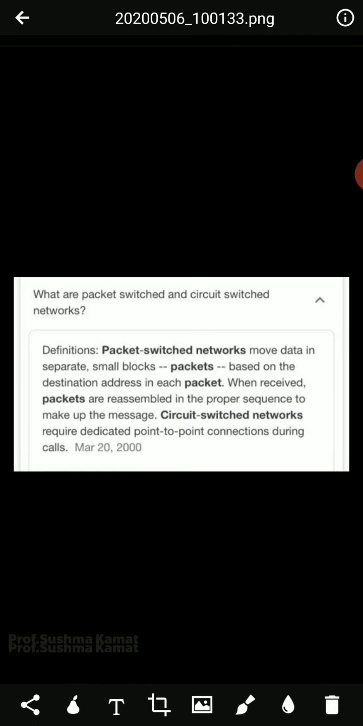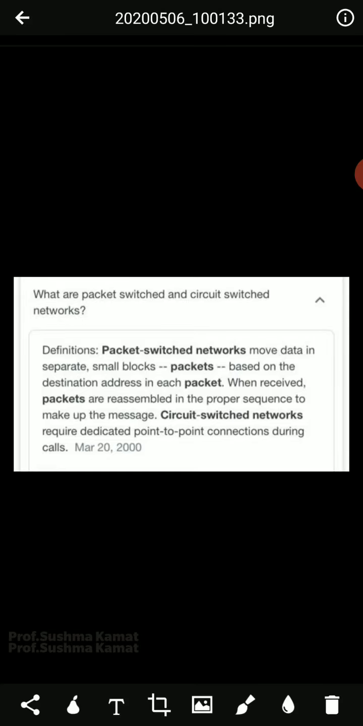So next, what is the difference between packet switched and circuit switched networks? A packet switched network moves the data in separate small blocks, which we call packets, based on the destination address in each packet, and when received, the packets are reassembled in the proper sequence to make up a message. But a circuit switched network requires a dedicated point-to-point communication during the calls.